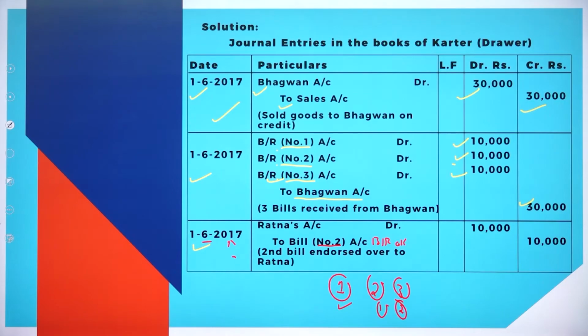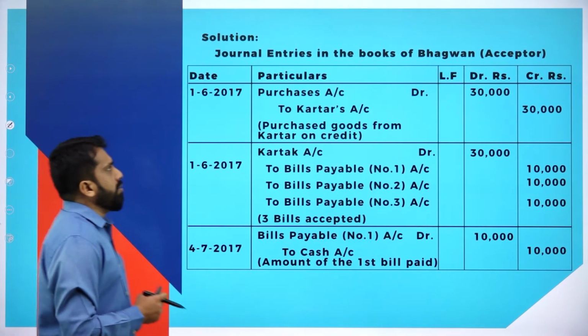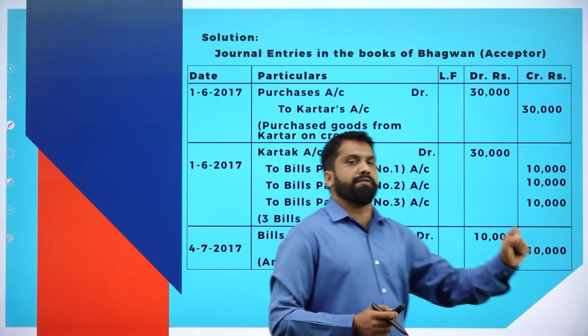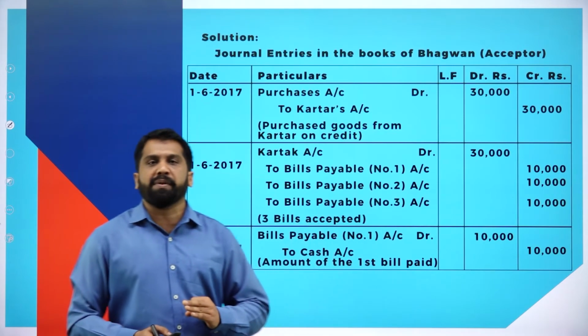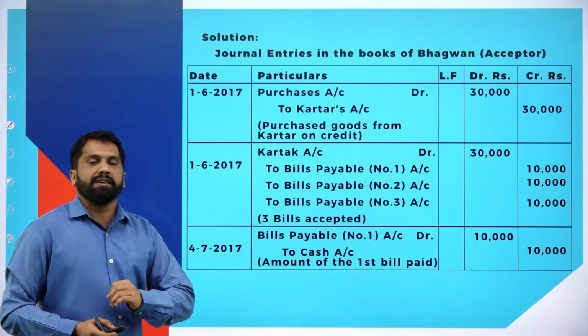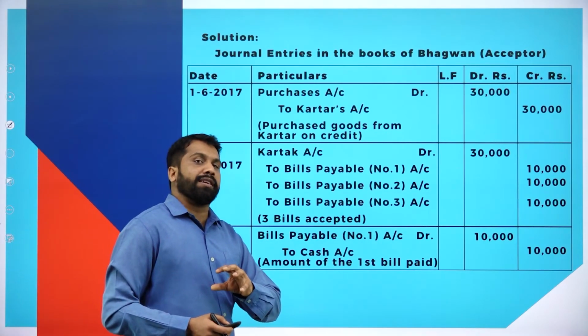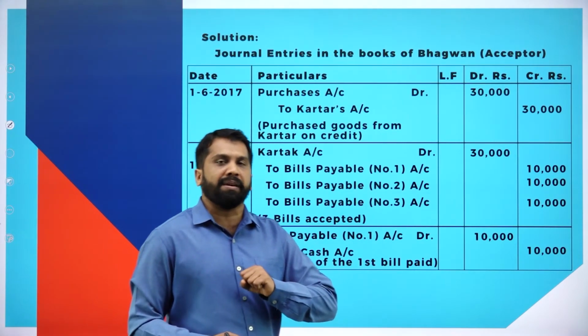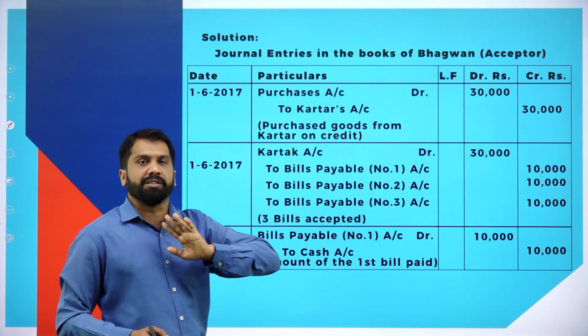Journal entries in the books of drawer. So these are the journal entries. Now, journal entries in the books of drawee. Drawee means what? Bhagwan. Now, we have to pass journal entries in the books of Bhagwan. Now, same procedure. Before that, what happened? Purchase happened. Purchase account debit to seller account. Remember this journal entry.